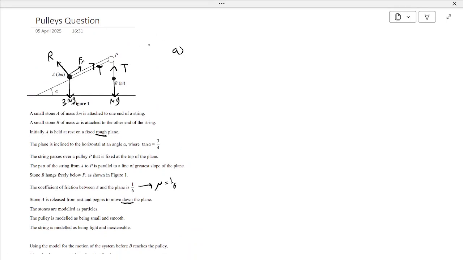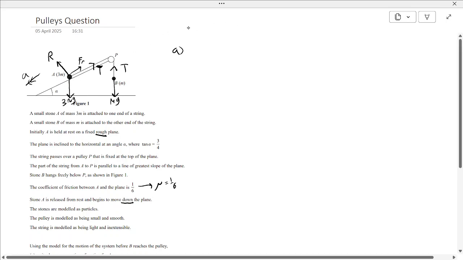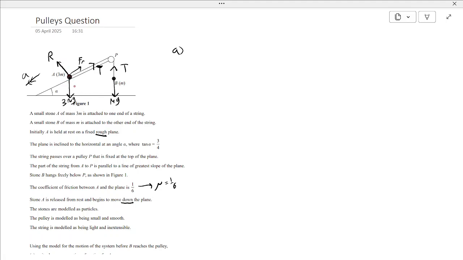When you're resolving on particle A, though, A is on a slope, moving down the slope. When you're on a slope, not horizontal, not vertical, all your forces in the question want to be either parallel to the plane or perpendicular to the plane. Friction is fine, friction is parallel. Reaction is perpendicular. The weight is a problem, because weight is neither. Weight is straight down. So you're going to need to split this up into its component forces: one component perpendicular, and one component parallel.